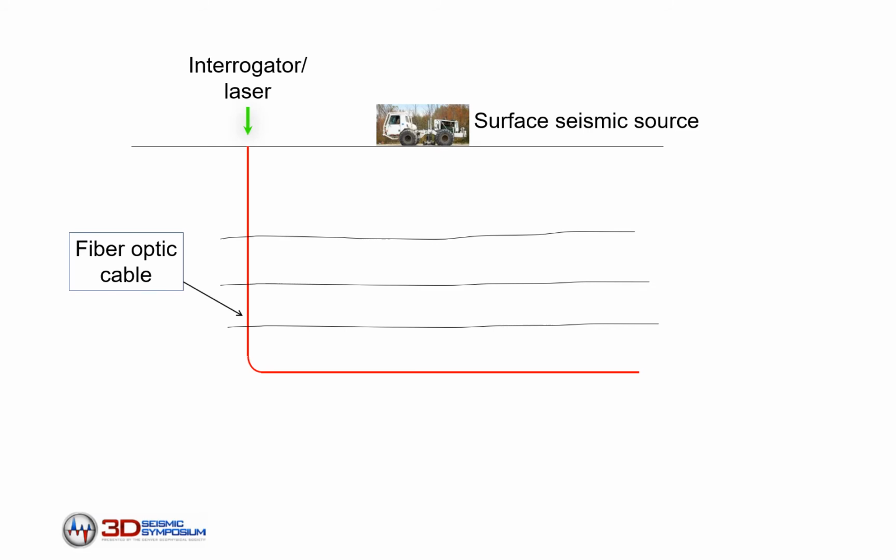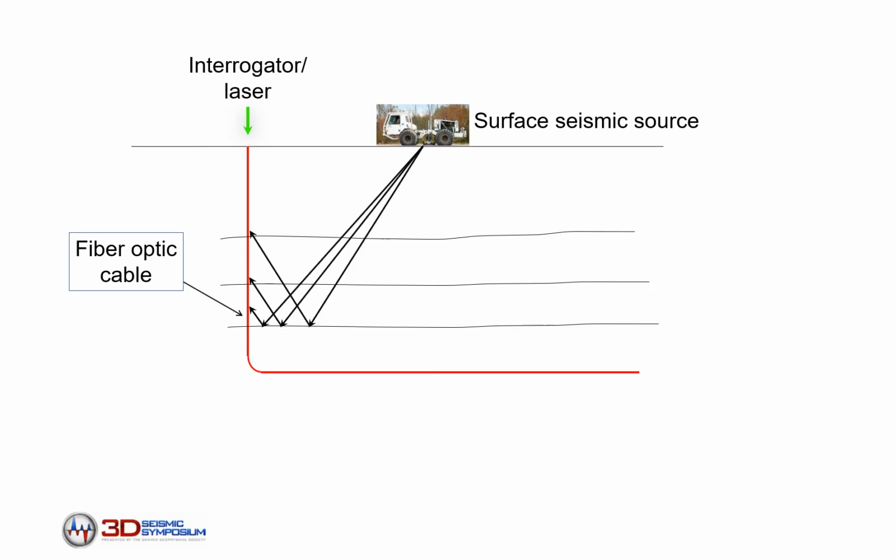So here are the components of a DAS survey. Here we have a surface seismic source, in this case Vibroseis, which would be the most common. We have a well bore with this DAS fiber going down and then turning horizontal and going out some distance on a horizontal. And then here at the surface we have what's called an interrogator laser system, which is basically the recording system.